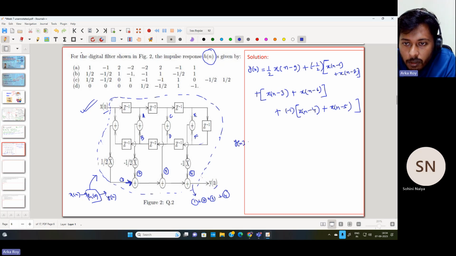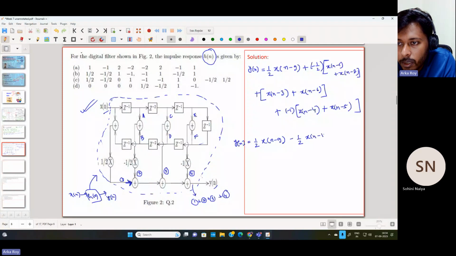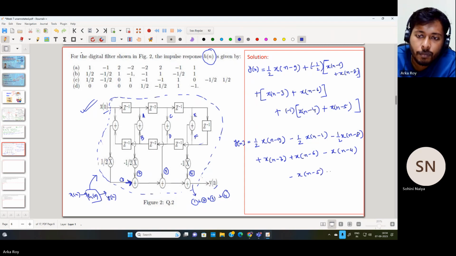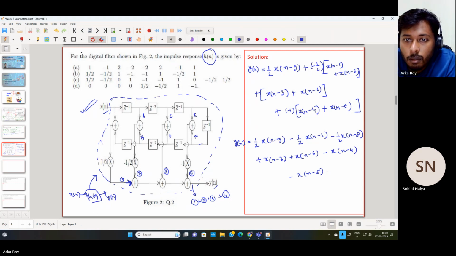Now just rearrange the operator. So x of n, minus half x of n minus 1, minus half x of n minus 8, plus x of n minus 3, plus x of n minus 6, minus x of n minus 4, minus x of n minus 5. And there is another path probably, so it is coming over here.